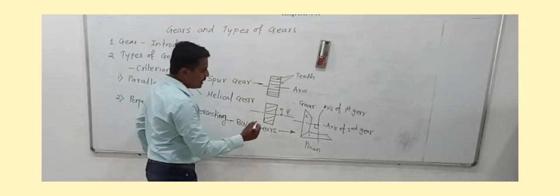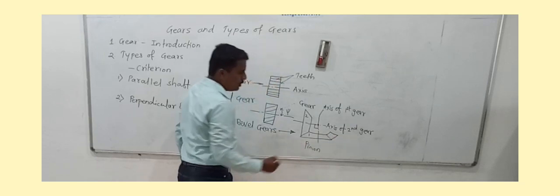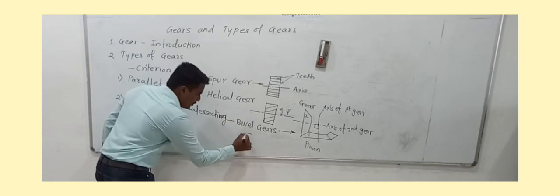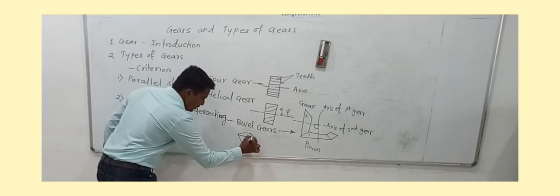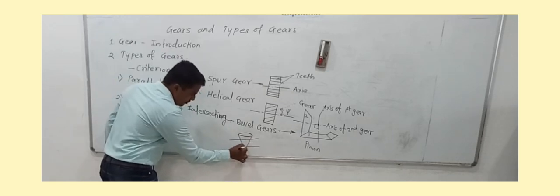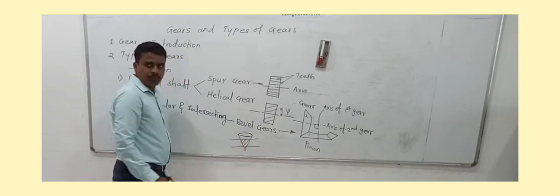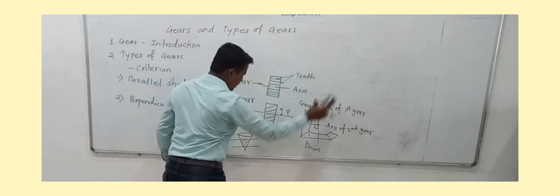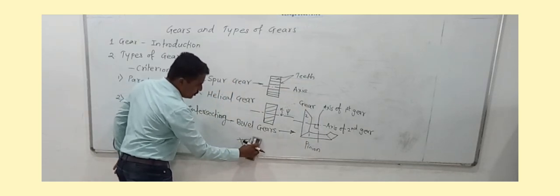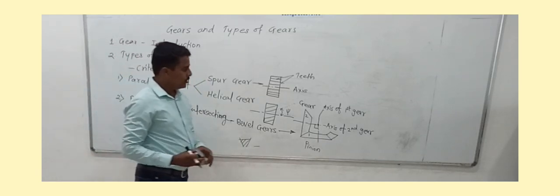The shape of a bevel gear is like a frustum of a cone. If I draw like this, it will look like a bevel gear tooth shape. So what is meant by frustum of cone? All of you know the example of an ice cream cone. If you take an ice cream cone and cut it at two sections, this portion will be treated as a frustum of cone. So the bevel gear tooth will be like this, and such a type of shape the bevel gear tooth is having.